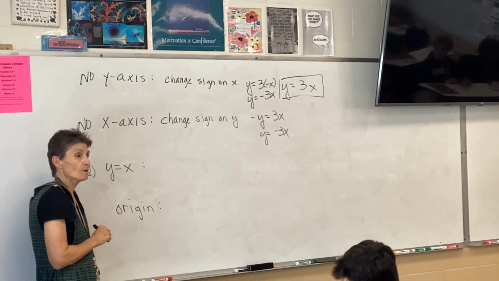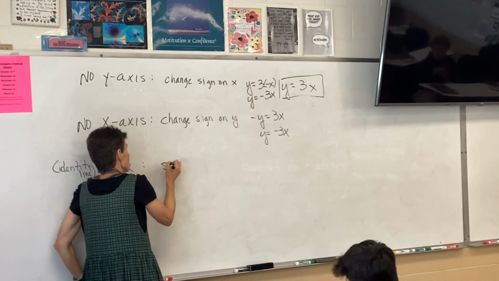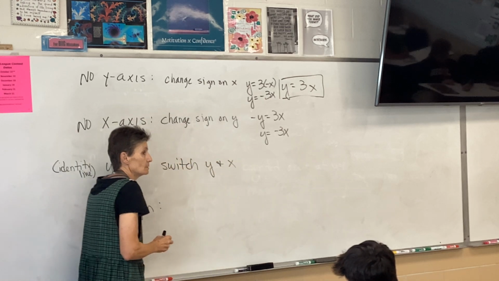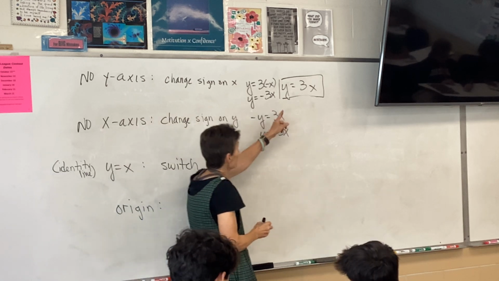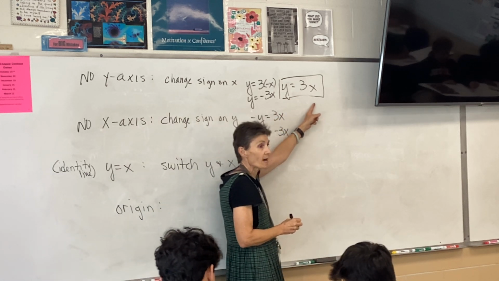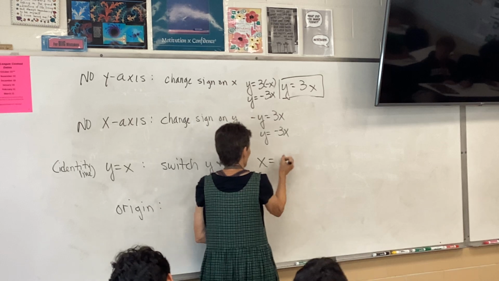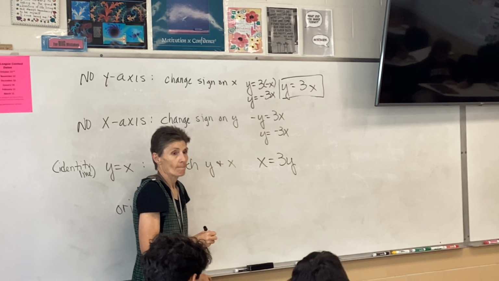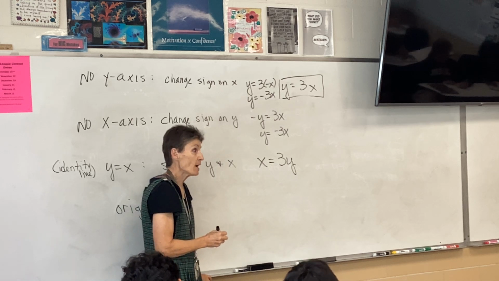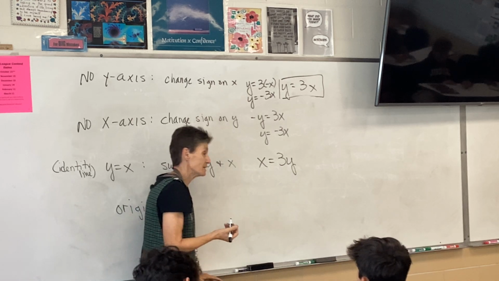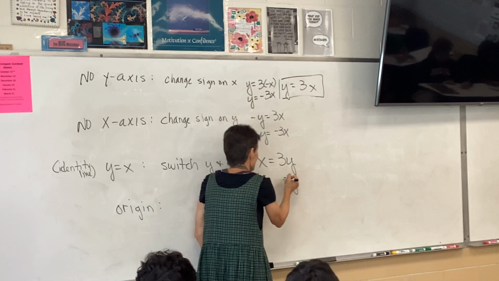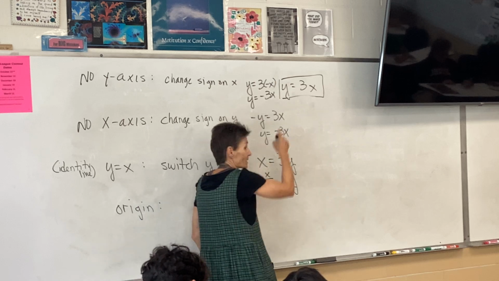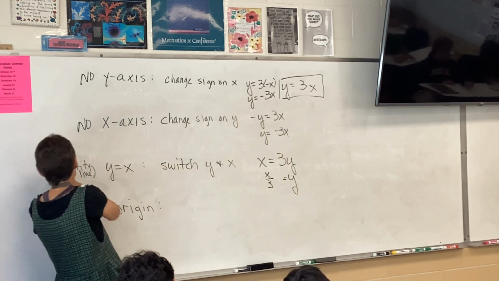To test for the identity line, you switch y and x. So instead of having y equals 3x, we have x equals 3y. Believe it or not, sometimes these actually match. This one doesn't, because doesn't this one say y equals x over 3? Which is not my original, so that's a no.